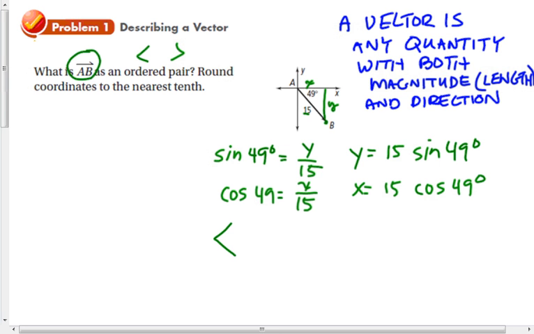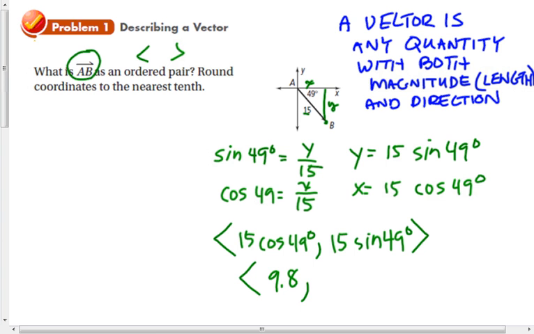So as an ordered pair, using the vector type of parentheses, x is 15 times the cosine of 49 degrees, and y is 15 times the sine of 49 degrees. We're just going to simplify those using our calculator and making sure we're in the degree mode. And we get 15 times the cosine of 49 is about 9.8, and 15 times the sine of 49 is about 11.3. Now this point here is in the fourth quadrant, so the y value is negative. So I'm going to put negative 11.3 there.